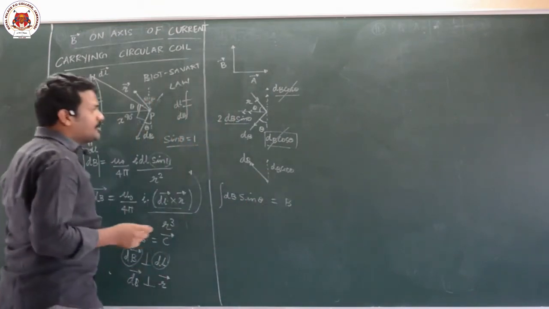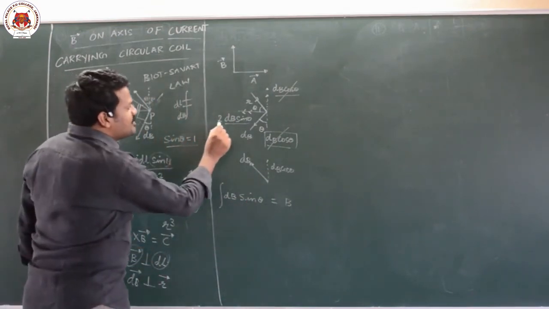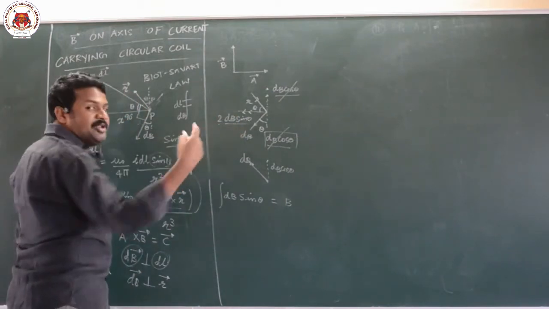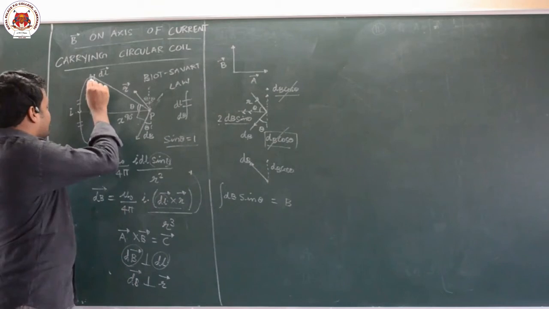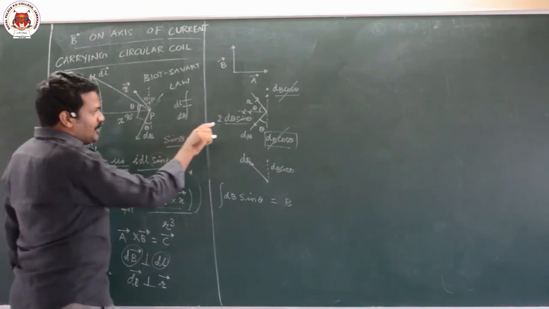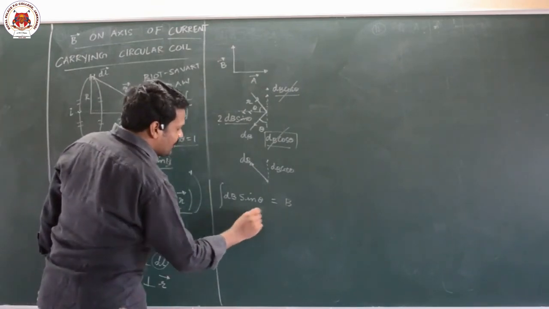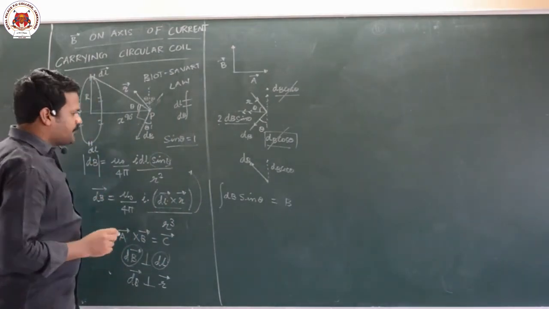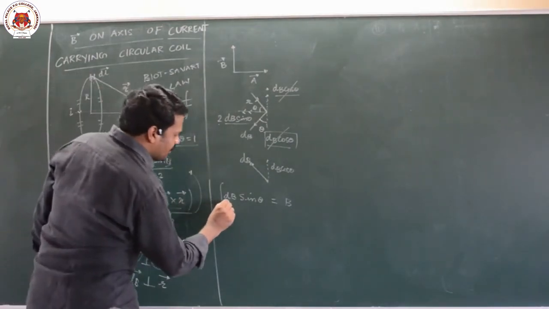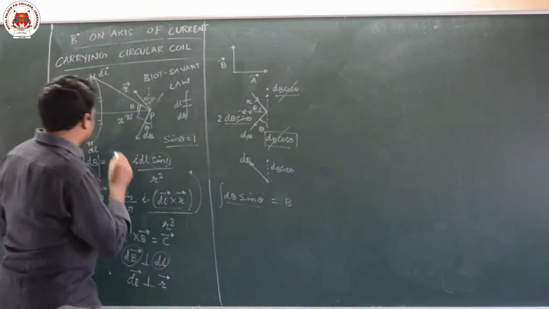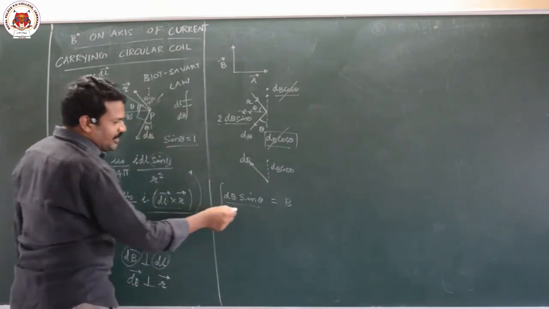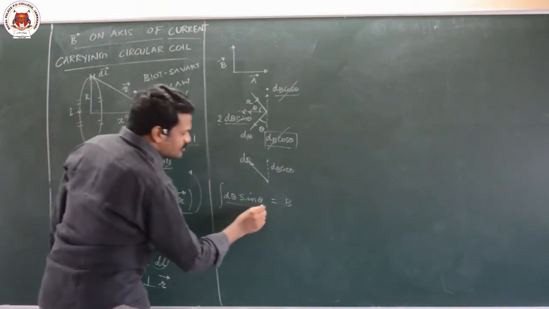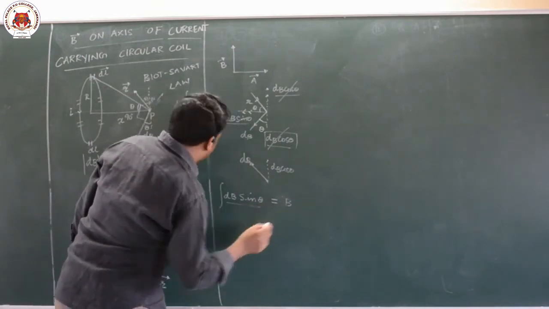Some people will get doubt why we are not taking 2 dB sin theta. 2 dB sin theta is the magnetic field due to two elements. This is one element, this is another element. Whereas here we are taking only dB sin theta, integrating for the total circle. You integrate it for the total circle, so that you will get the magnetic field at this point.